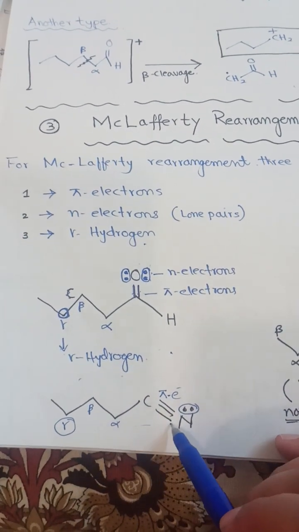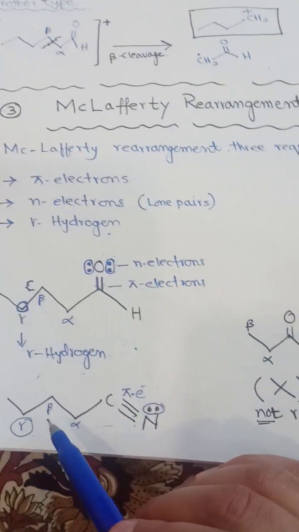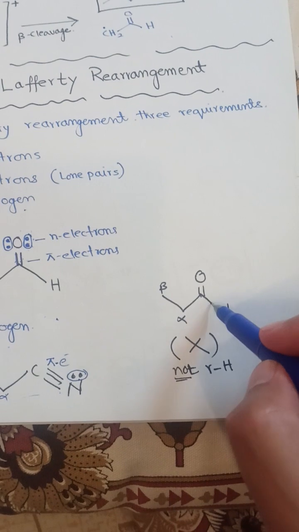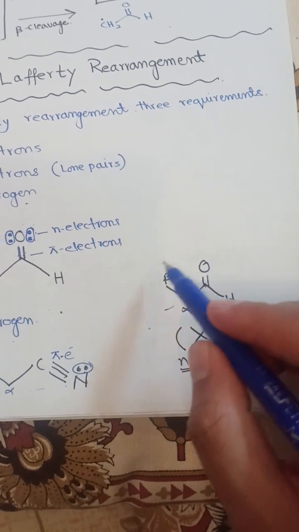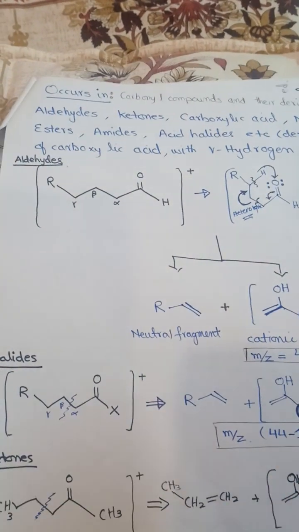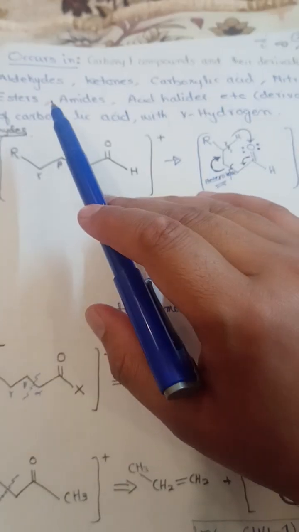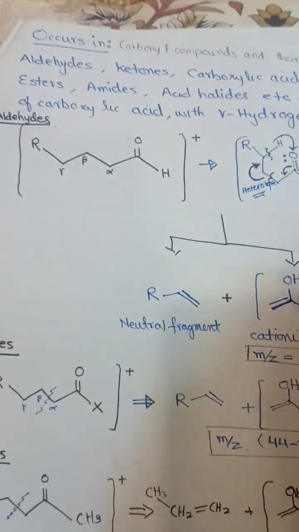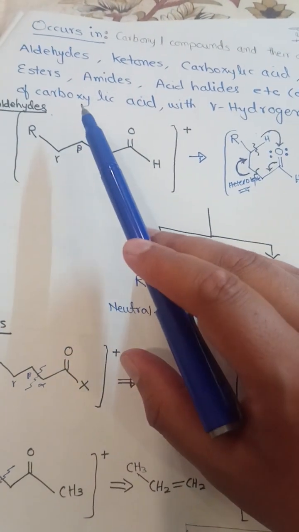The same is the case in the nitrile group. We have non-bonding electrons, pi electrons, and gamma hydrogen. If we have an aldehyde but we don't have the gamma hydrogen, then there will be no McLafferty rearrangement in aldehydes, ketones, or carboxylic acids and their derivatives. So McLafferty rearrangement occurs in carbonyl compounds and their derivatives, like aldehydes, ketones, carboxylic acids, esters, amides, halides, nitriles, etc.